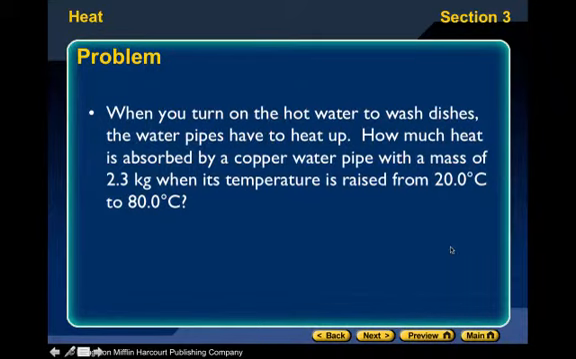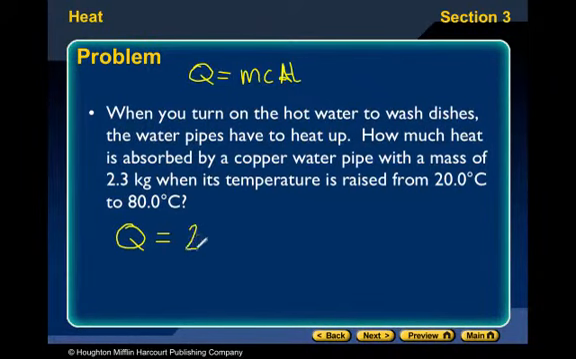When you turn on the hot water to wash dishes, the water pipes have to heat up. How much heat is absorbed by copper water pipes with a mass of 2.3 kilograms when its temperature is raised from 20 degrees Celsius to 80 degrees Celsius? Okay, so we have Q = mcΔT. We're looking at heat, so that is Q. The mass is 2.3.